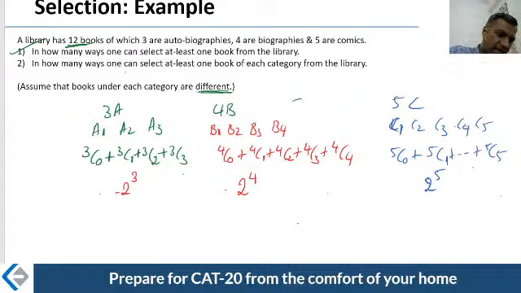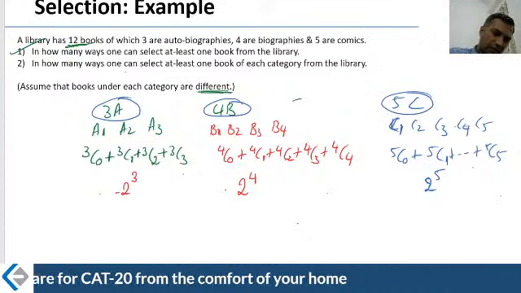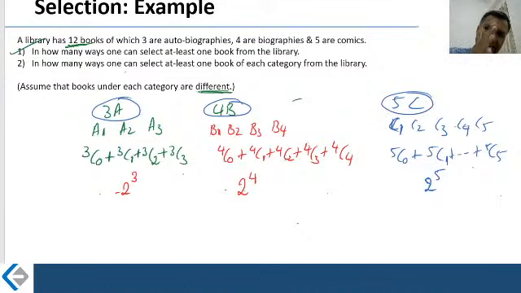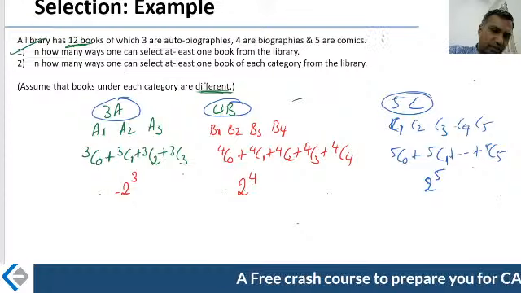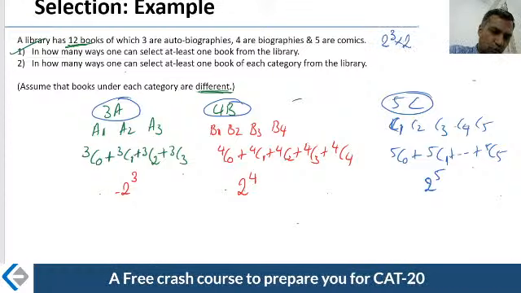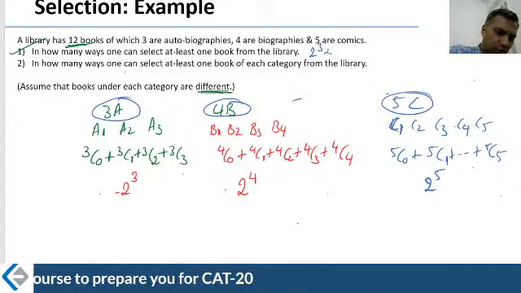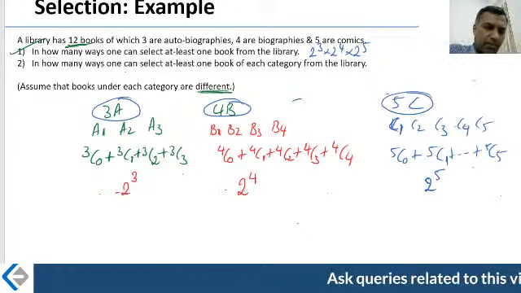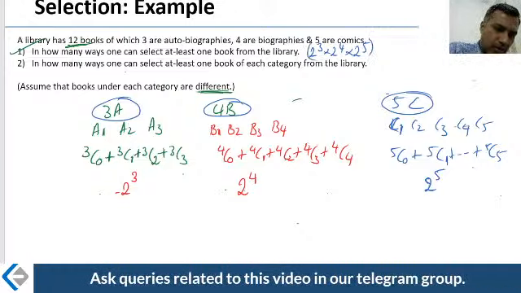You have the first rack available for you, second available, and third available. Therefore, what is the total number of ways? First, second, and third. So you would write 2 power 3 into 2 power 4 into 2 power 5. I'm writing the first case here. This is what you would be doing, correct? But this is the total minus 1.